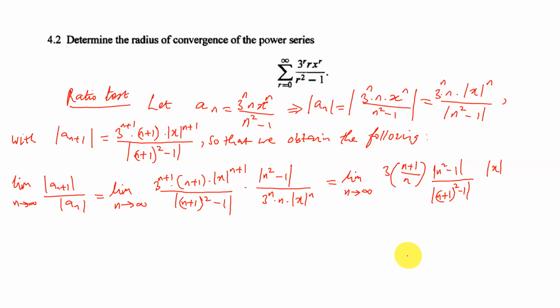Next, we continue to simplify these. So you continue. What do we get out of this? What we are able to obtain out of this is that we have the limit as n approaches infinity of the 3, and then we have n plus 1 divided by n.